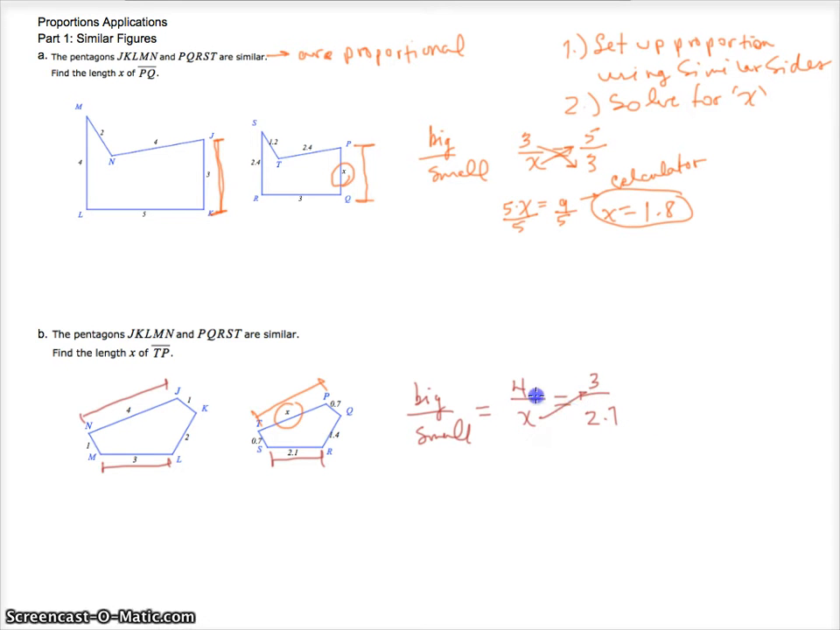I'm going to cross multiply here. This is going to give me 3 times x and 4 times 2.1. That's 3x equals 8.4. Now I can divide by 3. I'm going to put this into a calculator. I encourage you to do the same. 8.4 divided by 3 is 2.8.